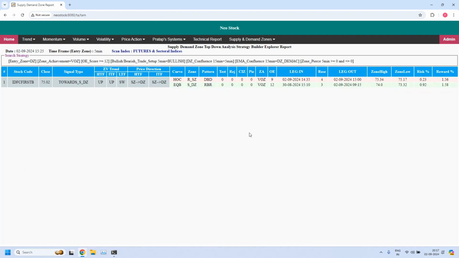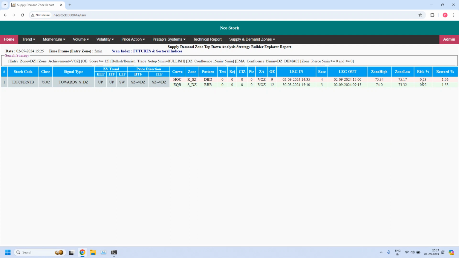One stock. This is the only stock whose demand zone is having EMA confluence. Moreover, it is a high liquidity zone, and it also has a high probability trade setup. The only problem is the RR is not good.